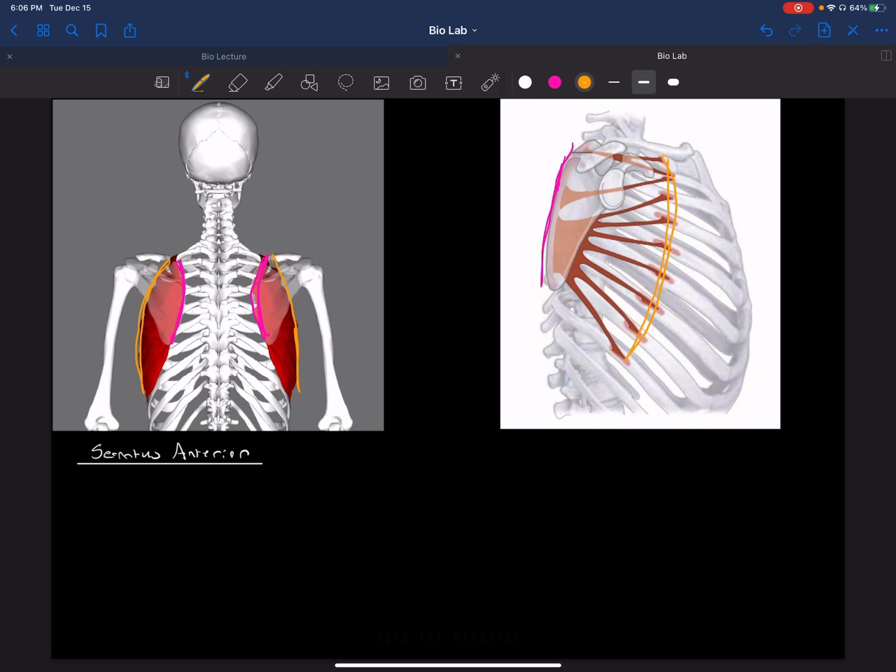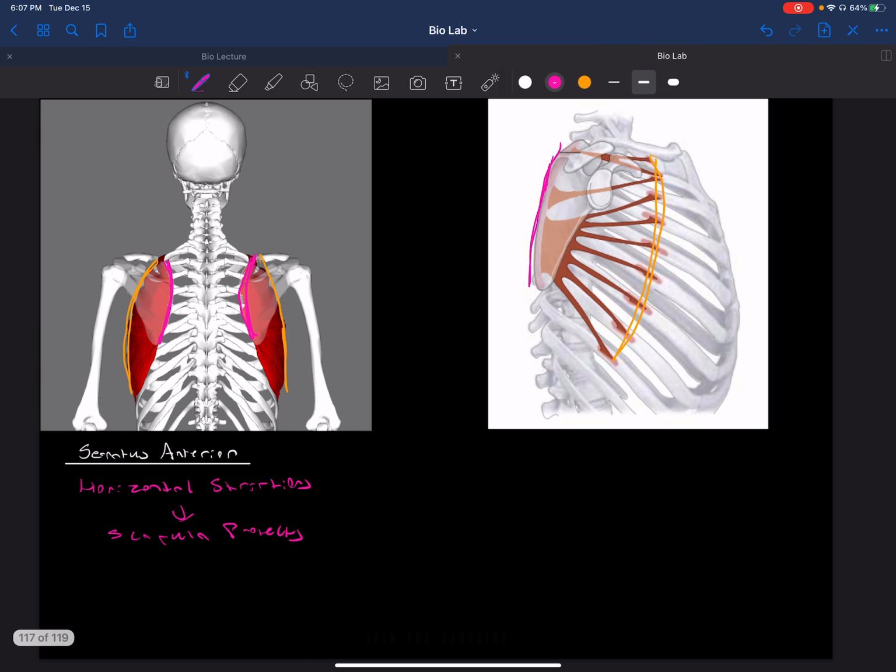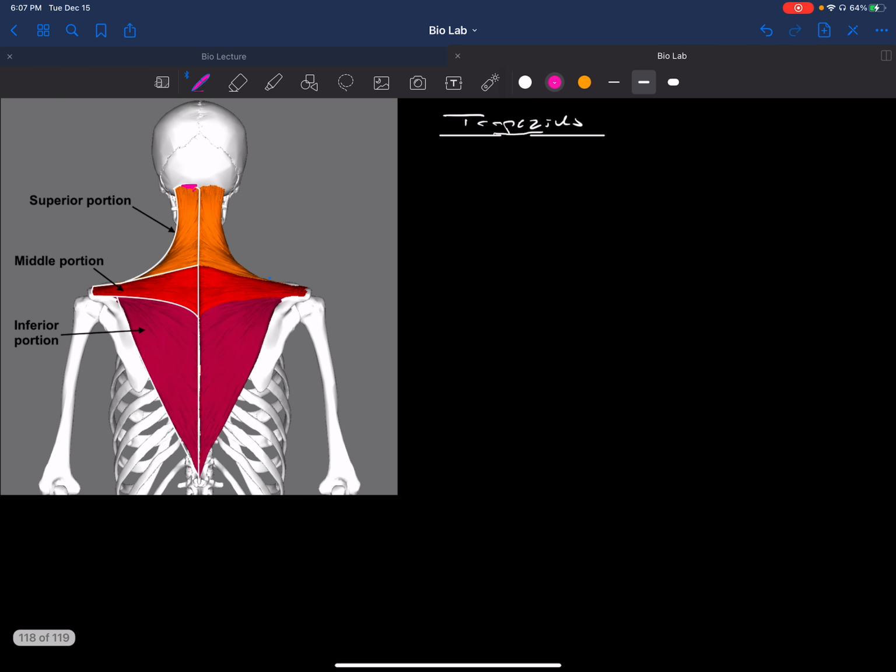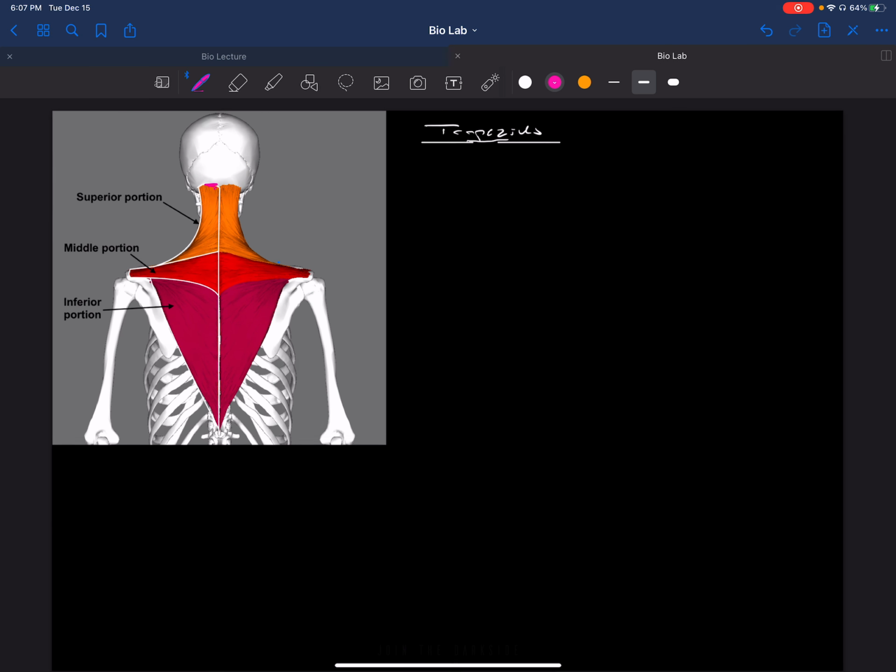So for the serratus anterior, the striations are horizontal this time. So that will cause the muscle to protract, or cause the scapula to protract. And that is the function of the serratus anterior, which is to protract the scapula. So the last muscle I'll talk about is the trapezius.